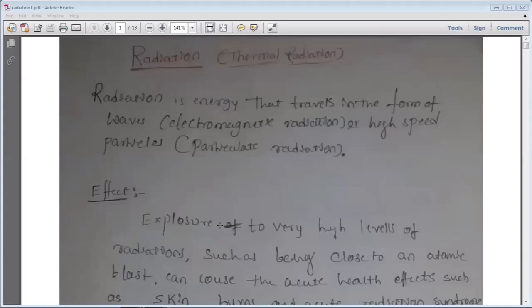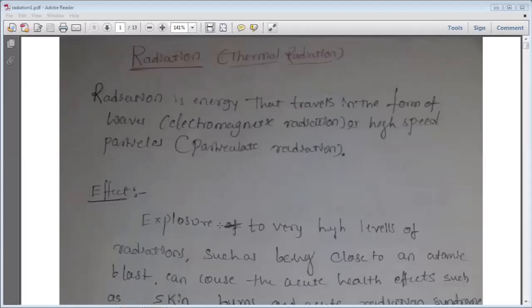So today we are going to discuss radiation. What is thermal radiation? I think you know what happens, what the effects of radiation are, and what the basic terms used in radiation are. Today we are going to discuss that. Radiation is the energy that travels in the form of waves. Understand? What type of waves? Electromagnetic waves. Or it can also transfer the energy in terms of high-speed particles.